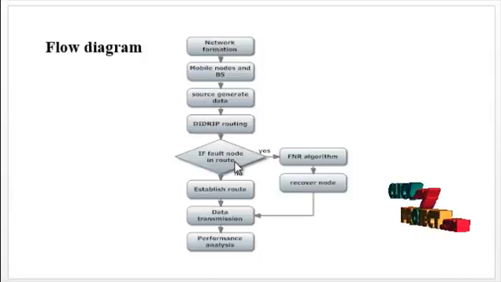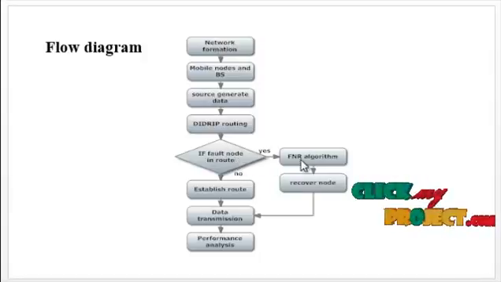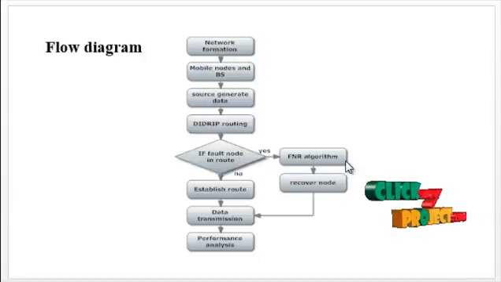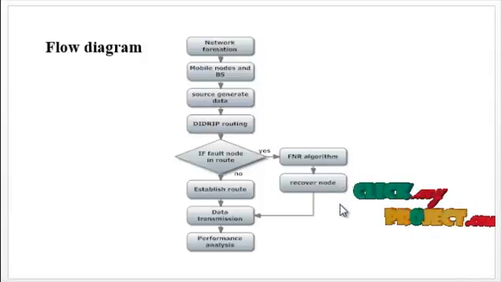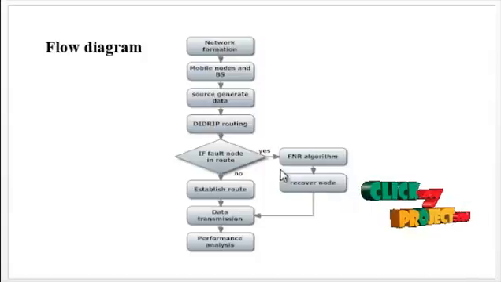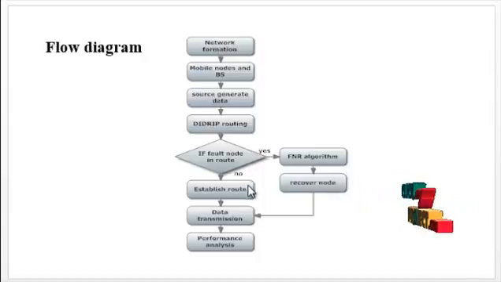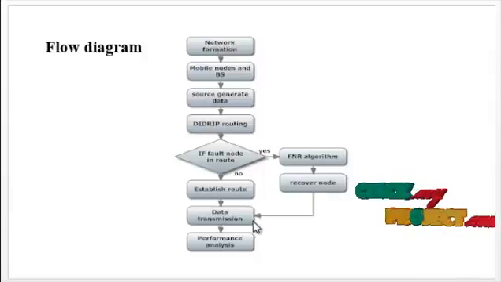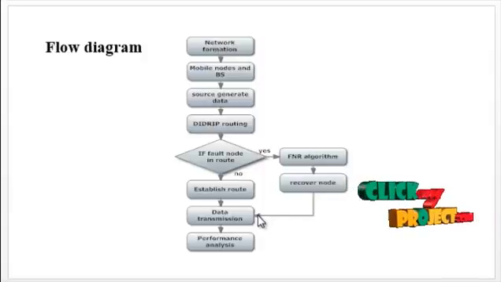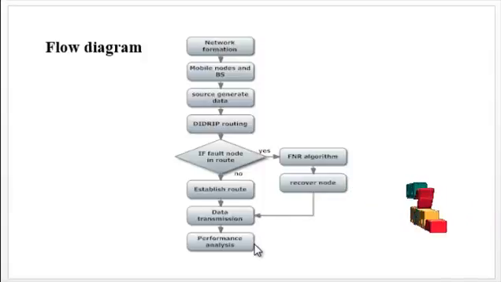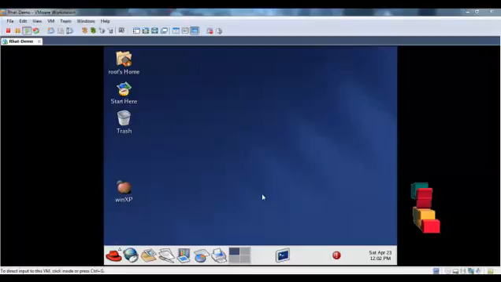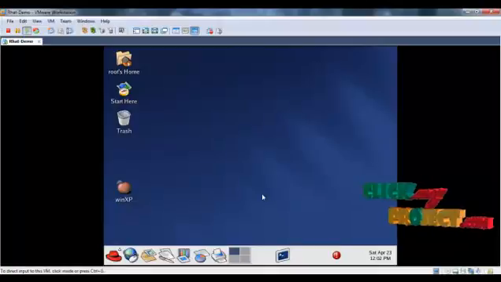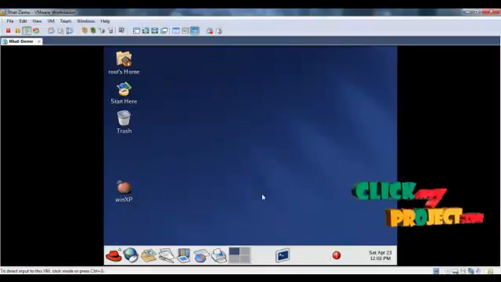If a fault node occurs in the route, then using the FNR algorithm, it recovers the node by boosting up the energy of the fault node. Else, it establishes the route and performs the data transmission. After that, the performance analysis is done, comparing with the existing system. Let's see the running procedure of our project.